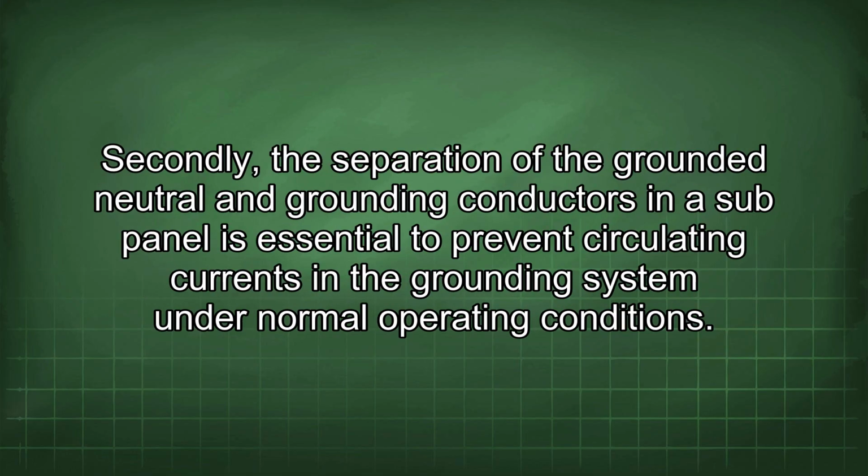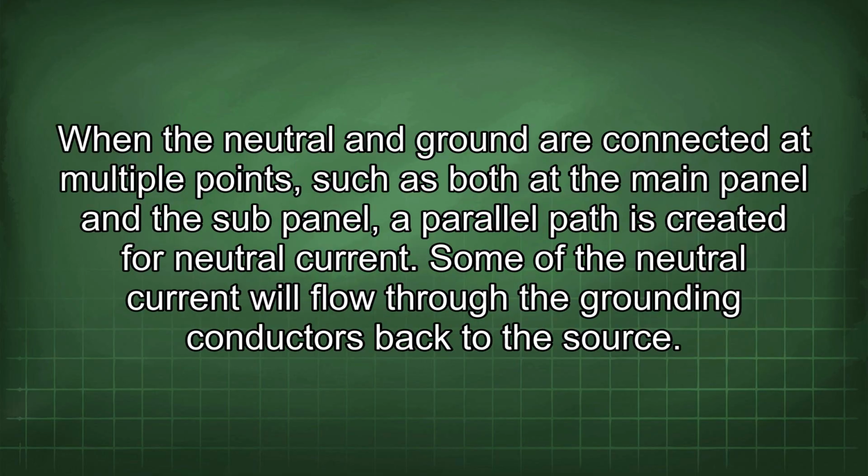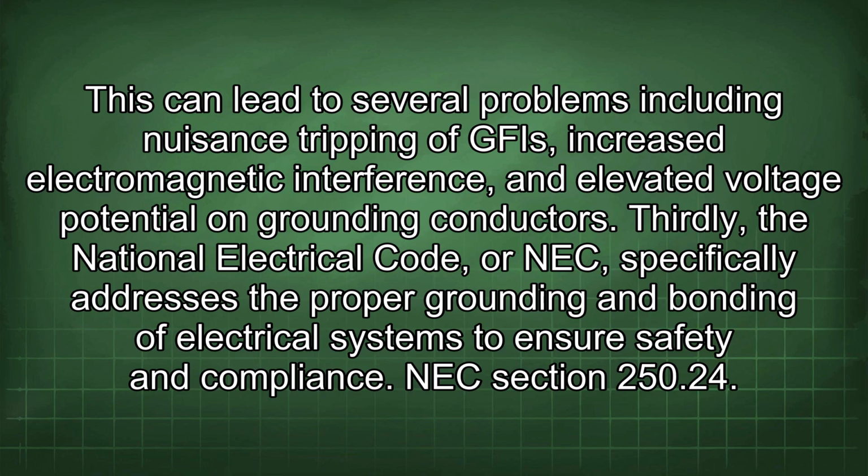Secondly, the separation of the grounded neutral and grounding conductors in the subpanel is essential to prevent circulating currents in the grounding system under normal operating conditions. When the neutral and ground are connected at multiple points, such as both at the main panel and the subpanel, a parallel path is created for neutral current. Some of the neutral current will flow through the grounding conductors back to the source. This can lead to several problems, including nuisance tripping of GFIs, increased electromagnetic interference, and elevated voltage potential on grounding conductors.